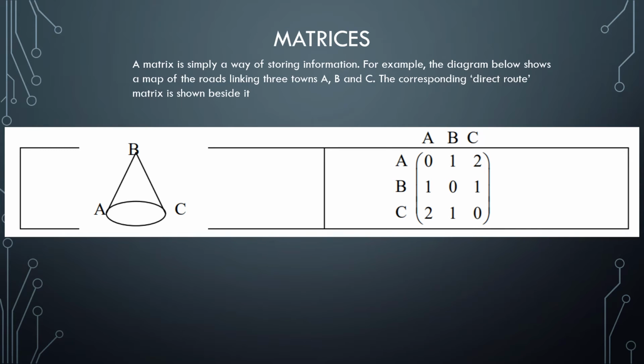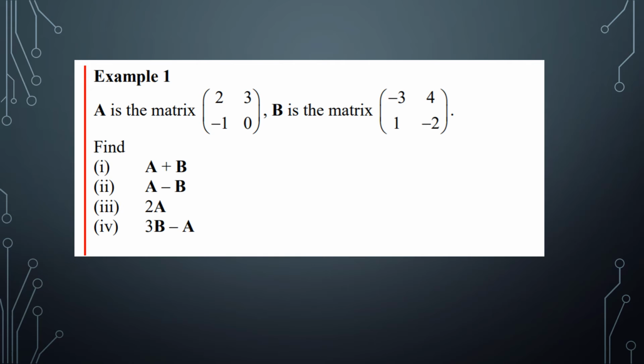A matrix is simply a way of storing information. So for example, here we've got a diagram with A, B, C, which is basically a map of roads linking three towns A, B, and C. And this is the matrix that is basically the direct route, so we call it the corresponding direct route matrix. Let's get into addition of matrices.